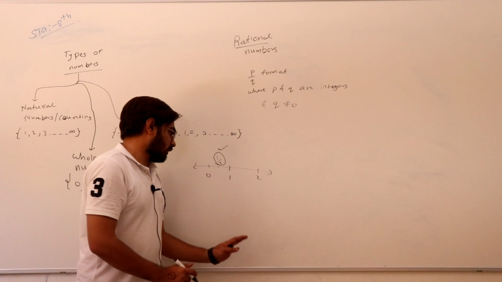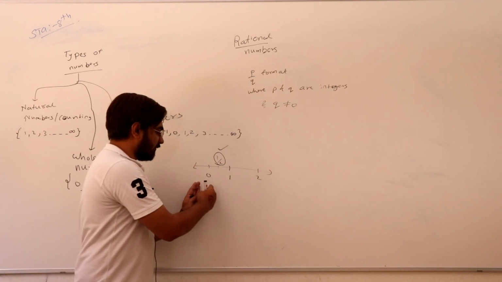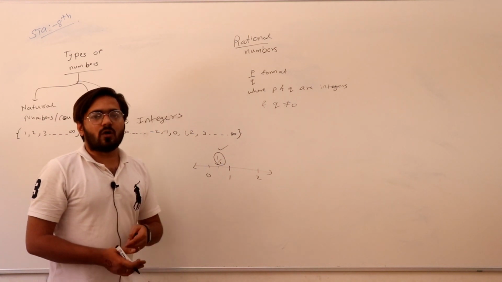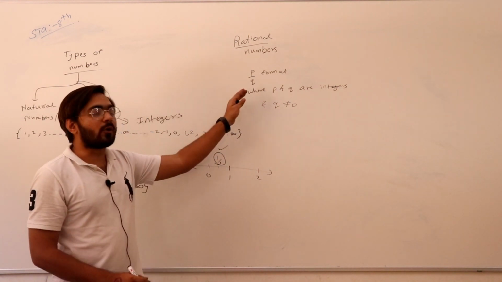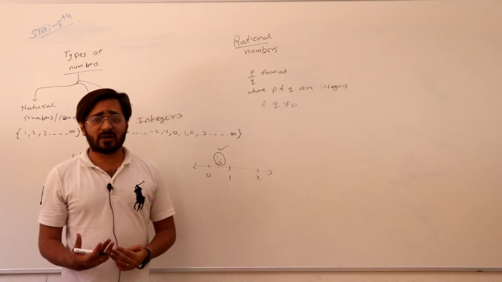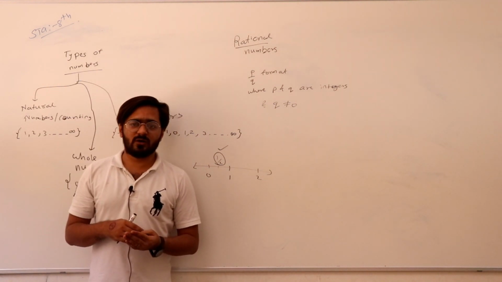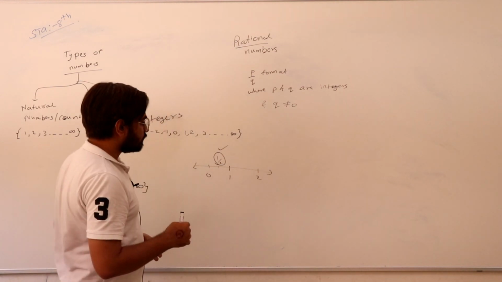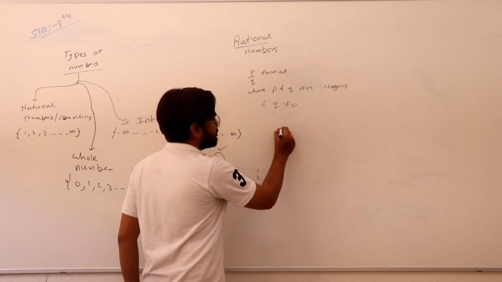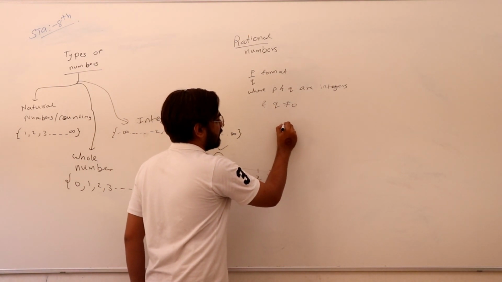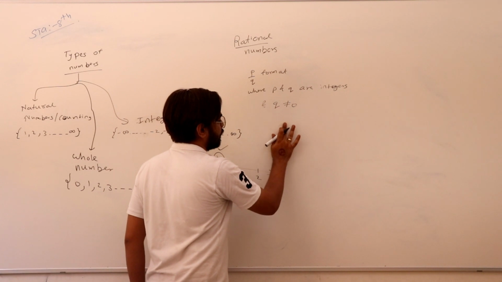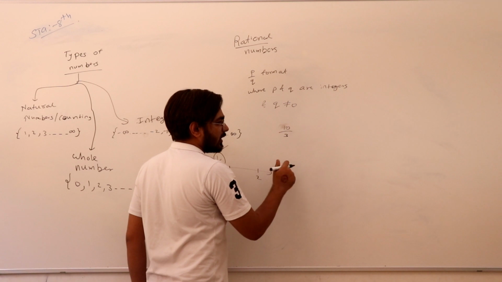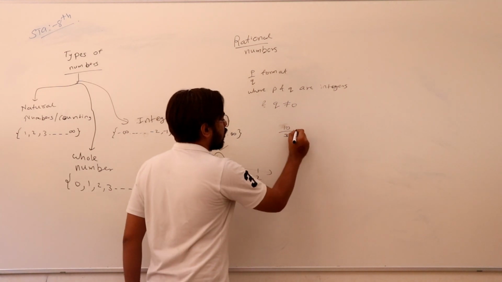Now, you will ask, sir, there are infinite numbers between 0 and 1, so how do we identify whether a given number is rational or not? Many numbers can be written in p upon q format, but still they are not rational numbers. First, we will learn what are rational numbers, and then we will learn what are not rational numbers.